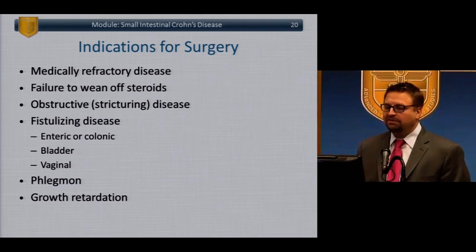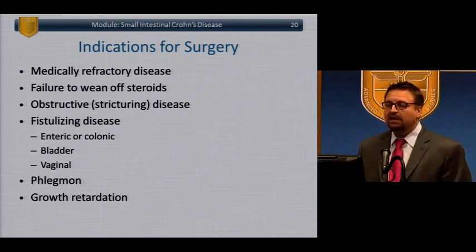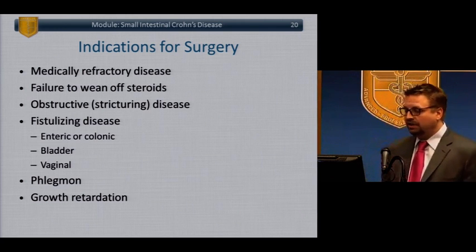Patients unable to get off steroids, even if they're doing well, even if they have a normal bowel habit and stable weight and feel great and all that kind of stuff, that's a good indication to operate, because as we discussed earlier, steroids are going to be problematic in the long term. Obstruction, for sure, is a good indication to operate.